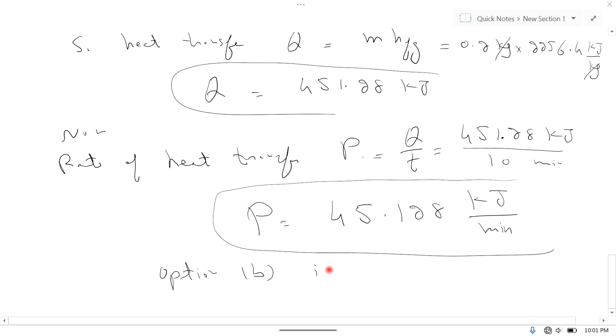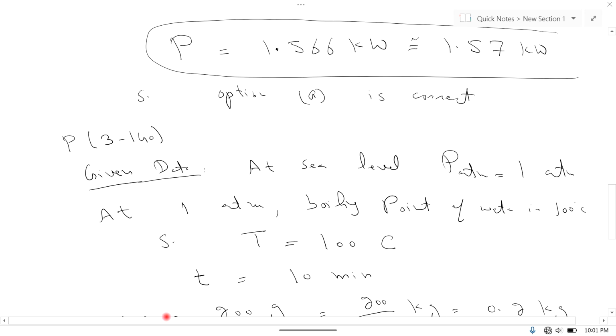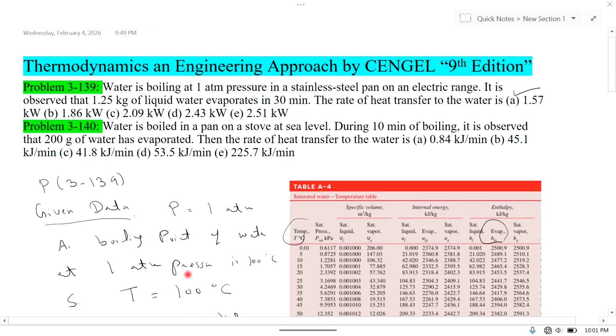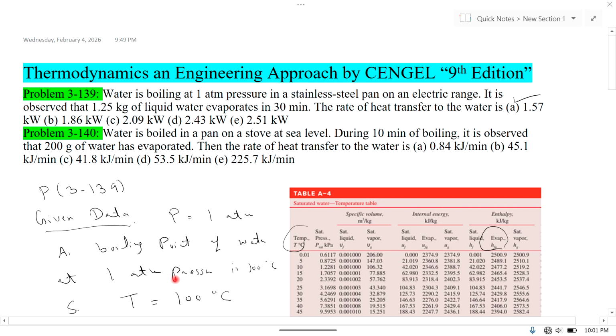Option B is the correct option. Let me check this. Option B is 45.1 kilojoule per minute. So this is the correct option, and this is the end of these two problems.